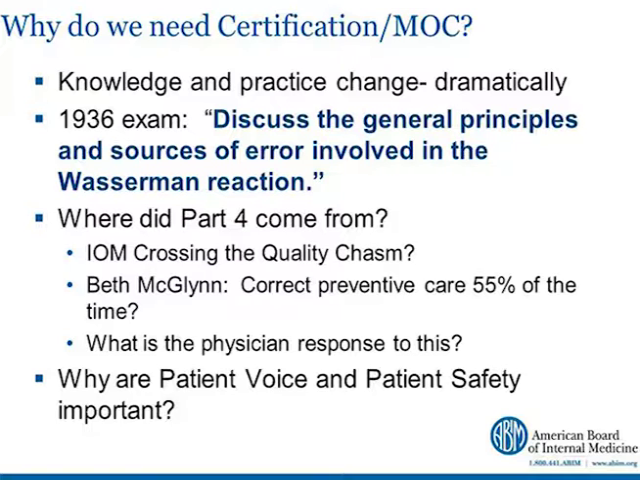Well, could it be the IOM Crossing the Quality Chasm report in 2001 that said there were 98,000 deaths in this country that didn't need to happen every year, one jumbo jet a week? Could it be Beth McGlynn's seminal paper in the New England Journal, about how often people get the care that everybody agrees they're supposed to get, and finds it's about 55% of the time? Let's face it, folks, there's a growing awareness that as a healthcare delivery system, we don't reliably translate our intention into reality and into practice. We don't translate knowledge into what we do.